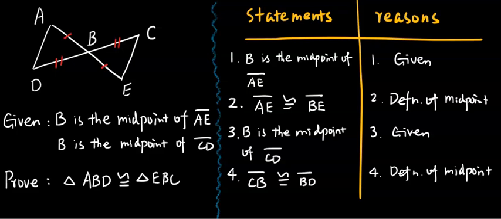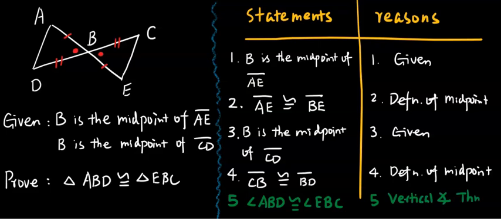All right? Now, next one, let's go ahead and look at these two angles. Do you see this angle and this angle? They are vertical angles. Vertical angles are congruent. All right, so we're going to write down here 5. We're talking about angles. We say angle ABD is congruent to angle EBC. Why? Vertical angles congruent. Vertical angles, it is a theorem, so I'm going to put down theorem.